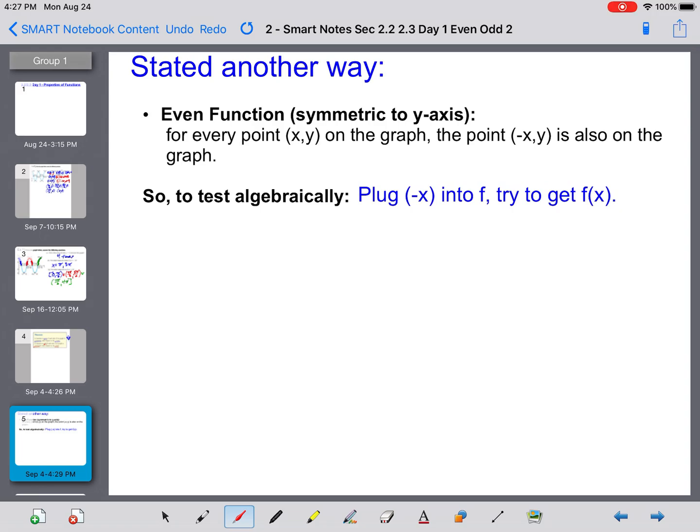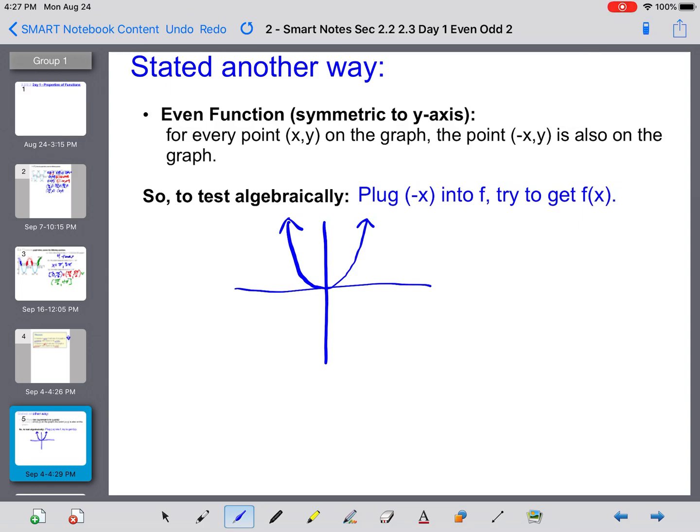Let's go back and talk about an even function. Like we said, a parabola is probably the easiest function to visualize being even. Okay, so graphically, if I give you a picture of a graph, you should be able to estimate whether it's even or odd based on the graph. Okay, that is how we're going to do it visually.